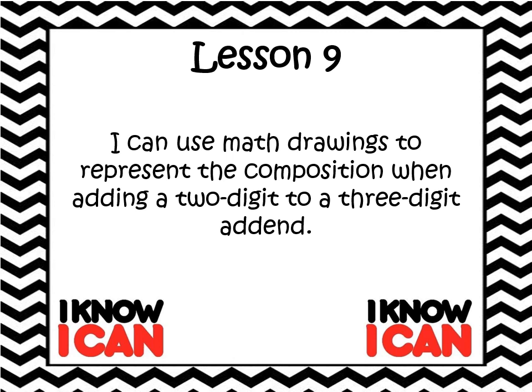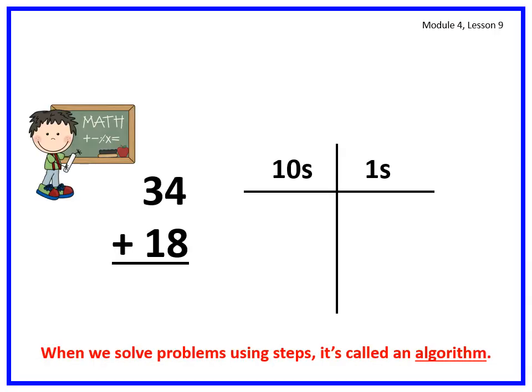Today's lesson will be using math drawings to represent the composition when adding a 2-digit and a 3-digit add-in. As you can see, I've written 34 plus 18 in vertical form, so we are going to continue that method moving forward. And this time, my place value chart looks a little different. I've labeled the tens place and the ones place.